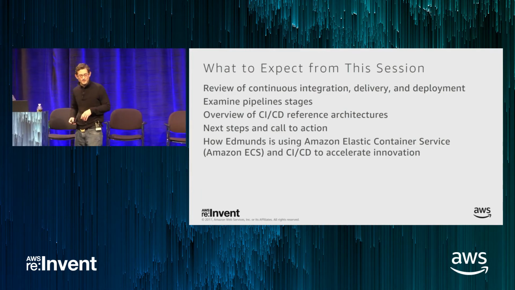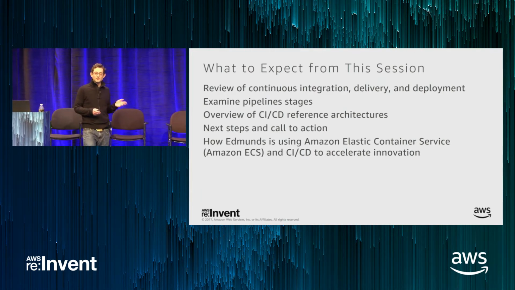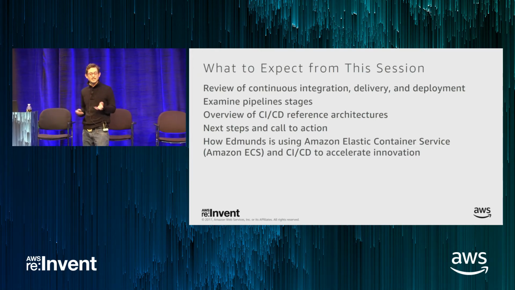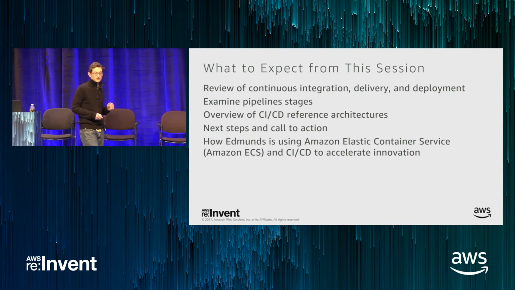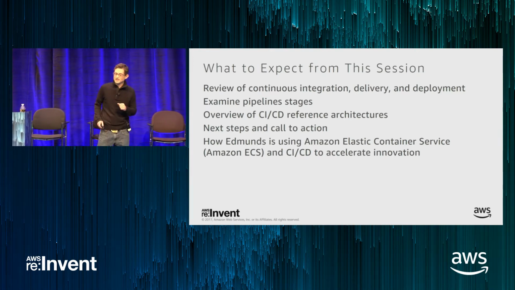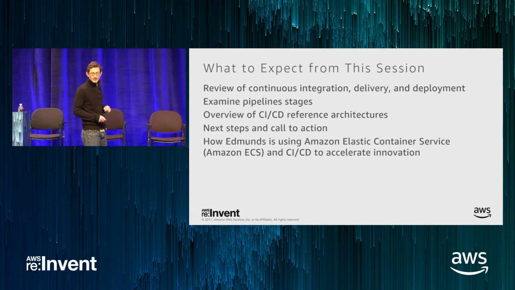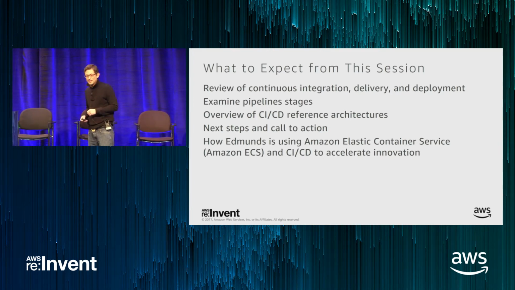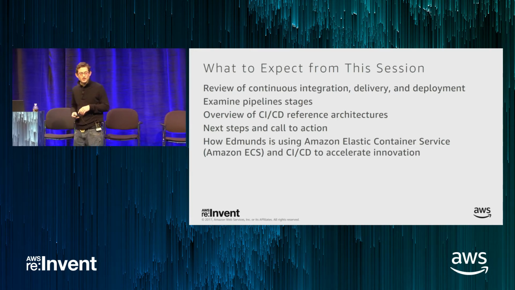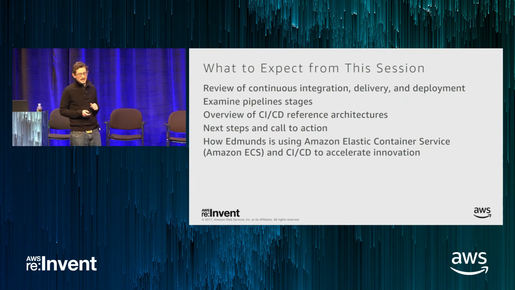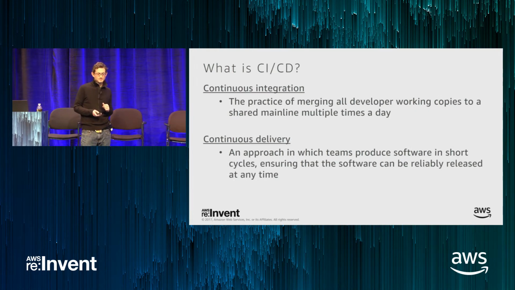So before we get to that, however, here's what you can expect from this session. First, we're going to establish a baseline by reviewing the definitions of continuous delivery, continuous deployment, and continuous integration. Once we get through that, we'll explore each of the stages in the pipeline and the ways that you can create automated CI/CD pipelines with ECS. We'll then have a look at a few reference architectures before I finally hand the baton to Ajit. All right, so let's begin.